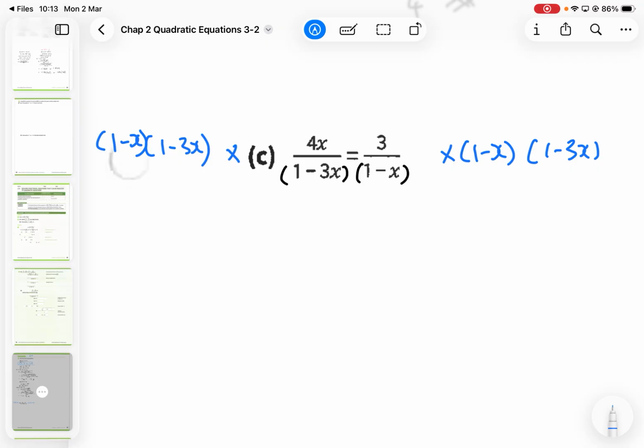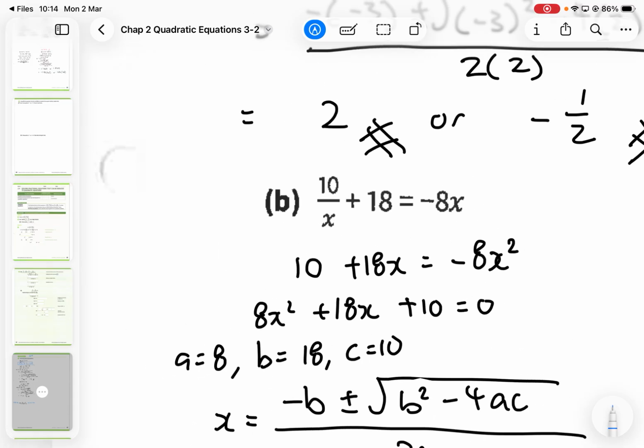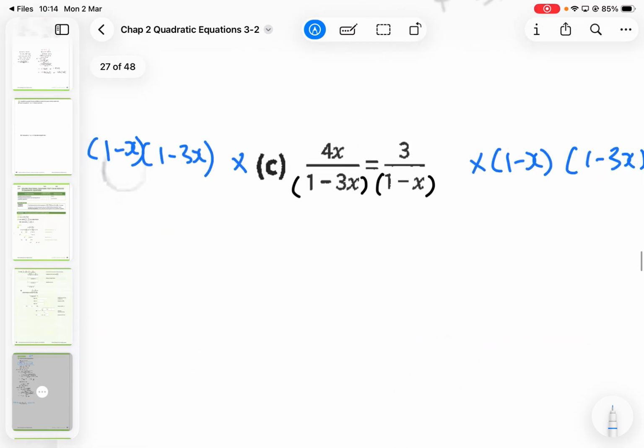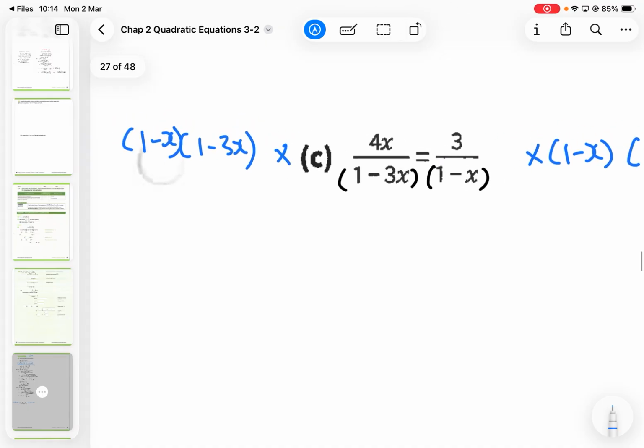Okay, so the result will end up looking like my 4x multiply the denominator from the other side, because the own denominator cancels away. So I still have 4x multiplying 1 minus x. Then my 3 multiplying 1 minus 3x.